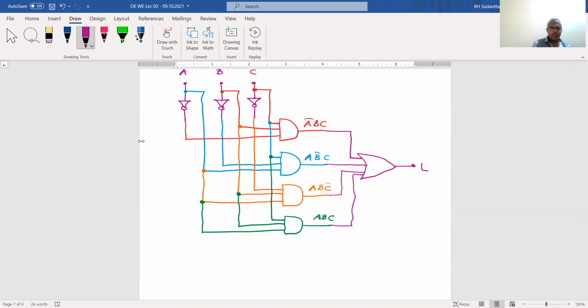Any question? I think now you can understand all these things. But if you are okay with this one, we can try the next question. That question is a little bit tricky.